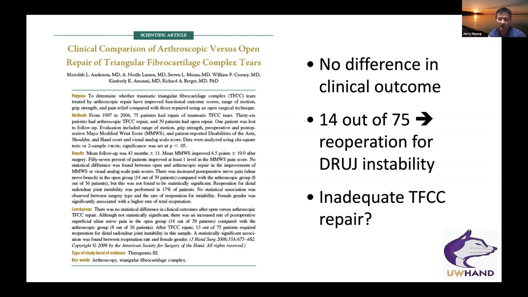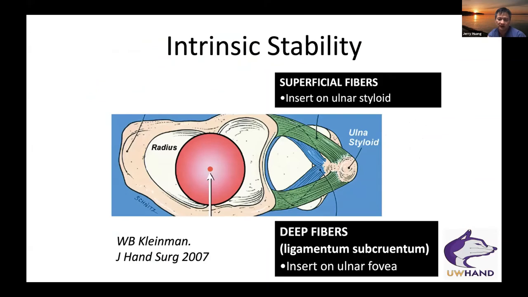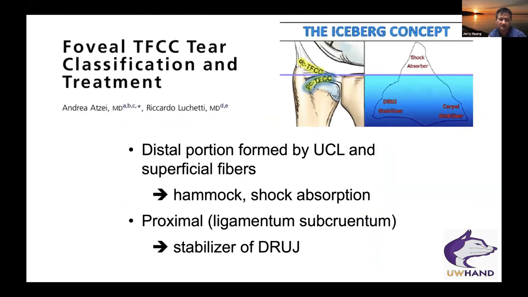The question becomes, are we doing an inadequate repair or reconstruction of the DRUJ? Oftentimes we talk about superficial and deep fibers. Oftentimes we do repair, whether it's open or arthroscopic, we're only addressing the superficial fibers, not the more important critical deep fibers. Really like this concept by Andrea Z and also Lucchetti, the tip of the iceberg.